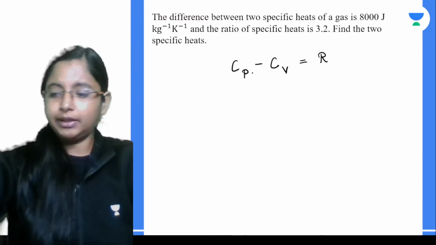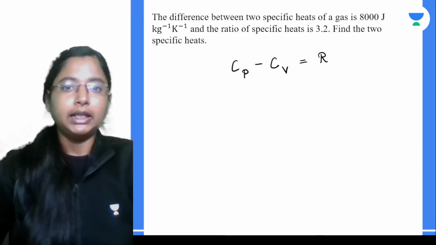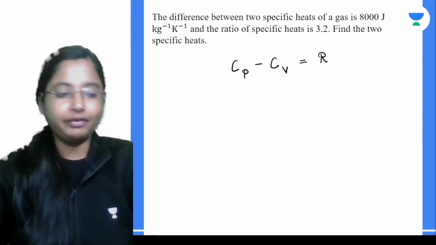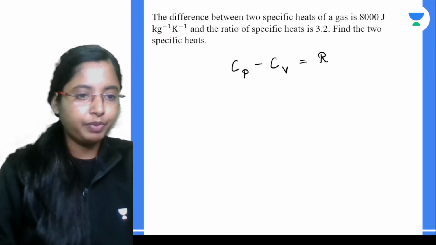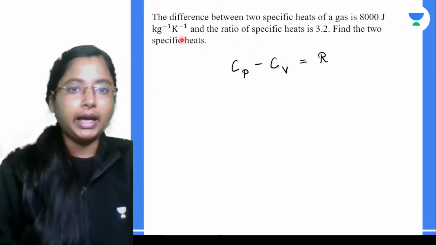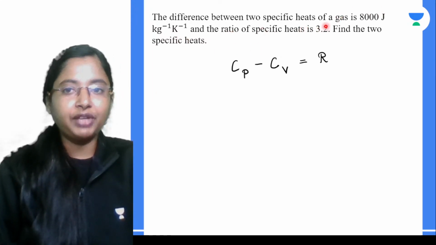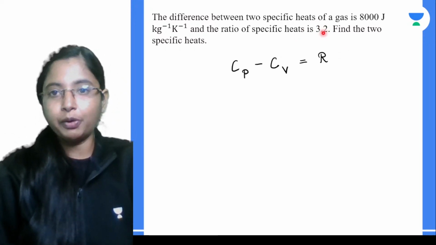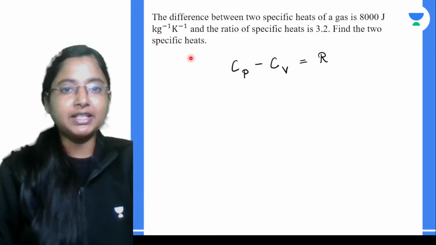Right. Now let's see what the question asked over here is. The difference between the two specific heats of a gas is given, and the ratio of the specific heats of the gas is given as 3:2. Now find the specific heats. So they are asking us to find the two specific heats.